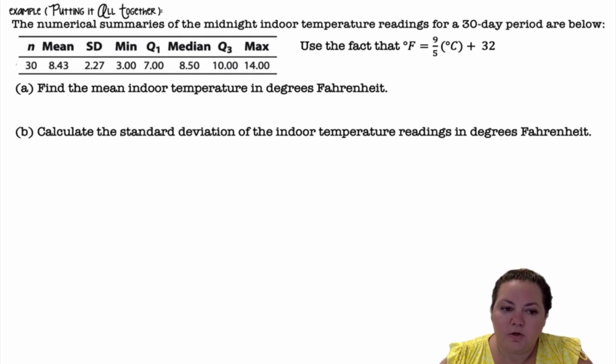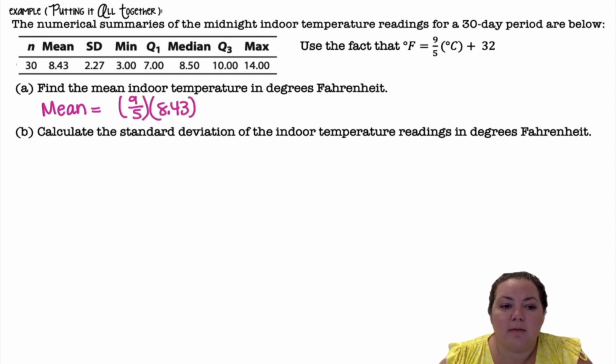All right, so I'm going to take the mean, and the mean is going to be impacted by multiplication and division as well as addition and subtraction. So I'm going to do 9/5 times my mean of 8.43 and then add 32, which gives me 47.17 degrees Fahrenheit. Calculate the standard deviation.